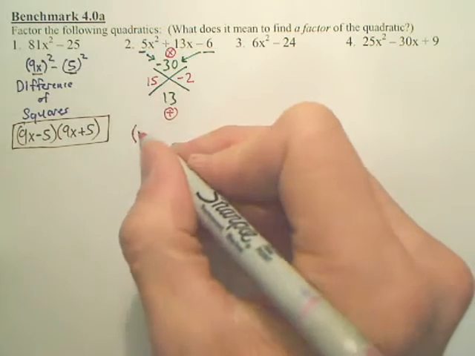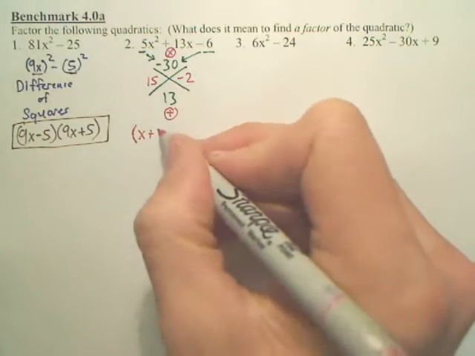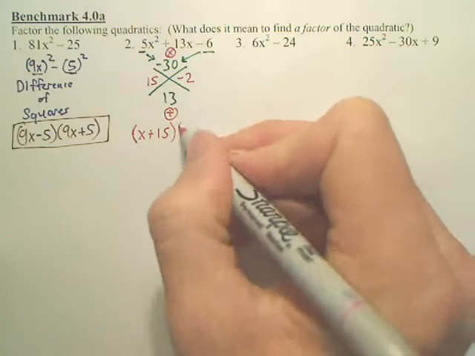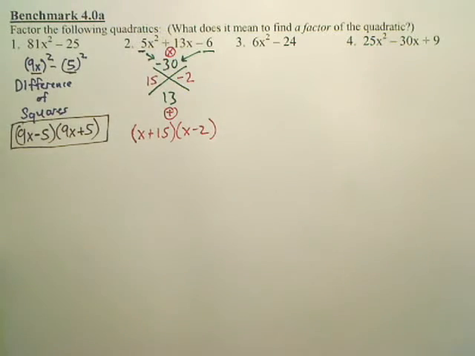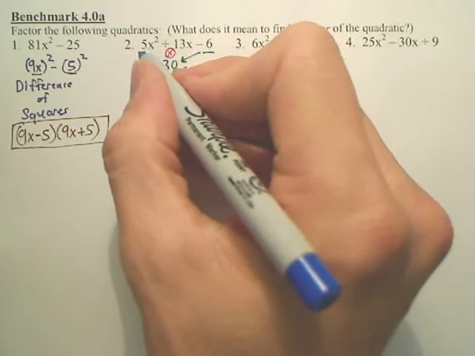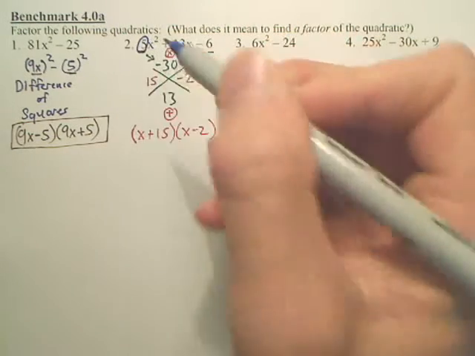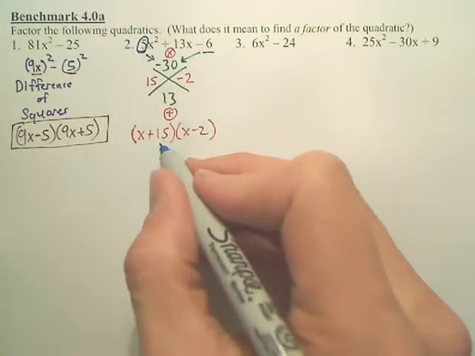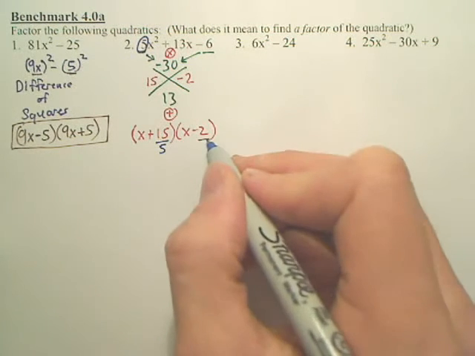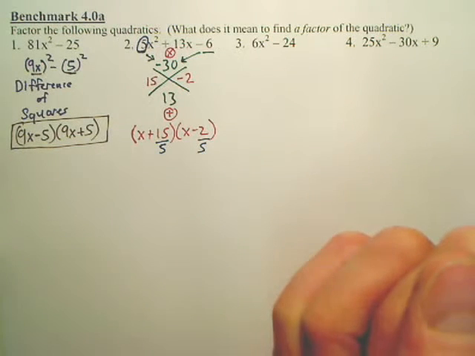So you take the 15, so it's x, that's a positive 15. And this one, that is a x and a minus 2. Some people are going to stop right there and they're wrong. Because this 5 right here, you have to take that 5, you multiplied it in, you now need to divide it back out. And lots of people forget to divide it back out.